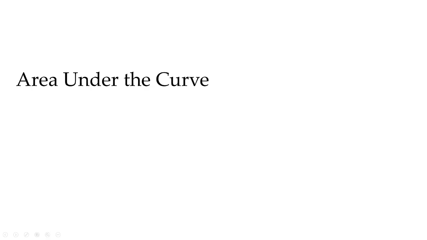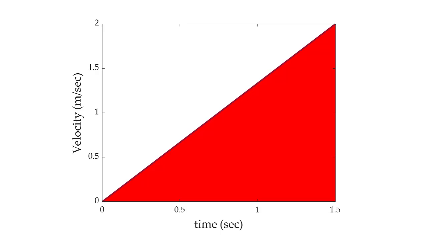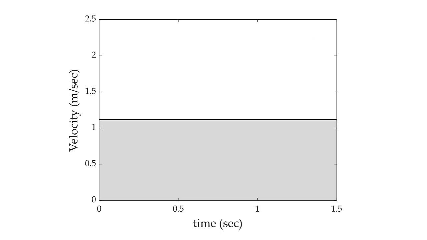Finally, let's look at the area under the curve. Remember, the area under the curve is the area between the tracing and the horizontal axis. Let's consider a case where the y value is constant. Therefore, it's going to be represented by a straight, flat line. In this case, the area under the curve is a rectangle.